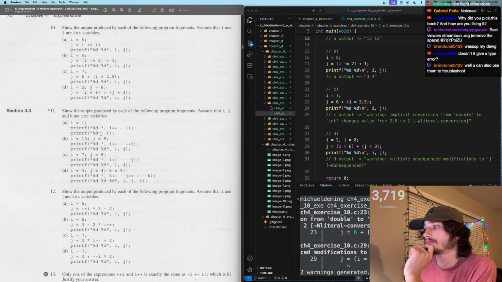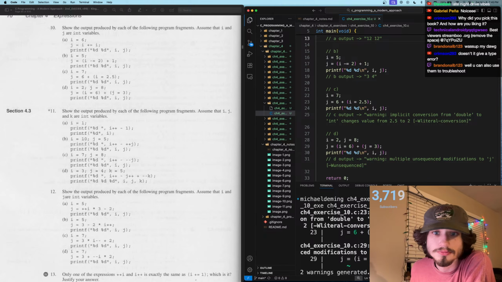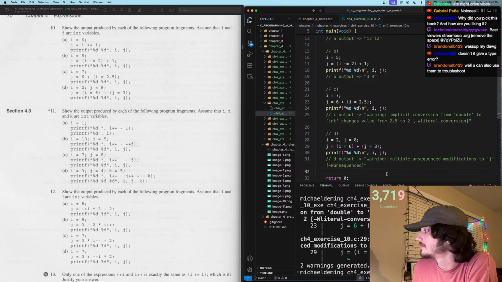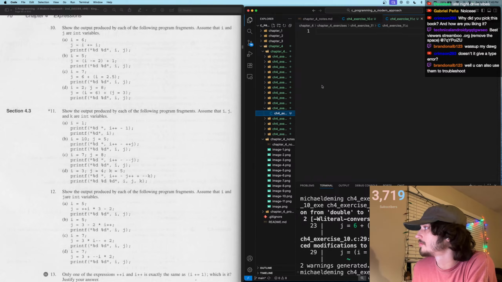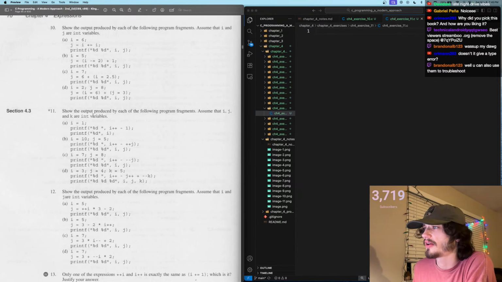Interesting. So mine didn't compile. It gave this warning, right? So some compilers may bypass these warnings, I guess, but okay, I think we're fine on that one. What do you guys think?